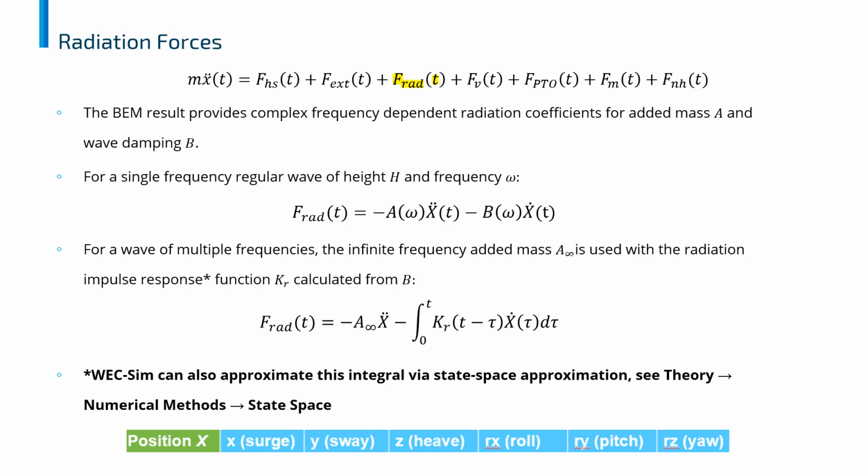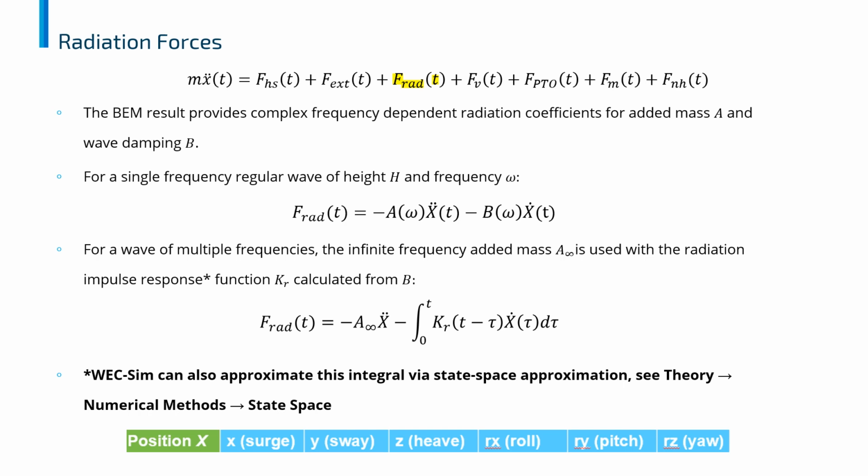The next external force is the radiation forces, highlighted in yellow on the right-hand side of the equation of motion. The BEM results provide complex frequency-dependent radiation coefficients for added mass defined by A and the wave damping defined by capital B. When oscillating under the excitation of a single frequency regular wave defined by a constant height H and frequency omega, the radiation forces can be simplified to the added mass coefficient at the oscillation frequency times acceleration, in addition to the wave damping at the oscillation frequency multiplied by the velocity of the body.